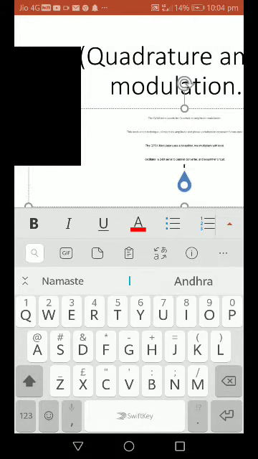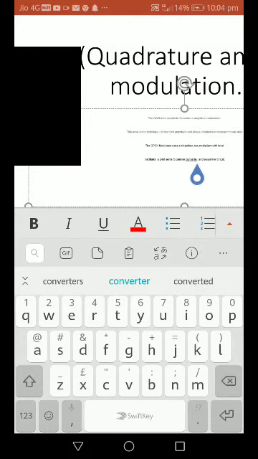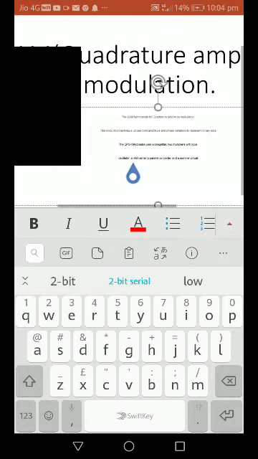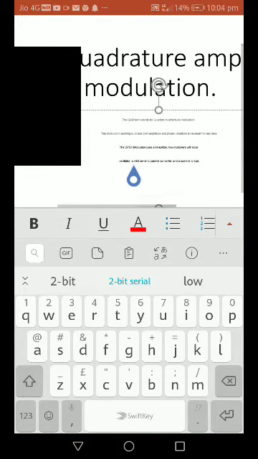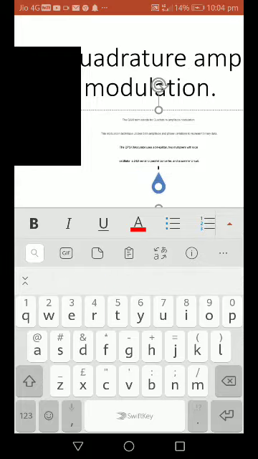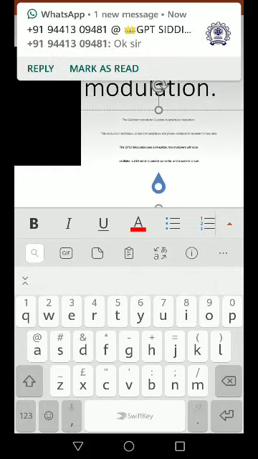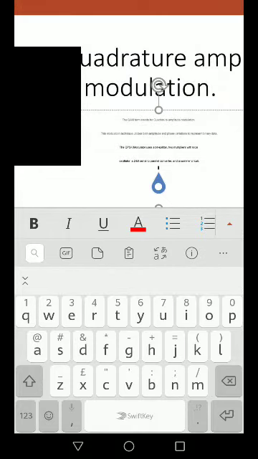QAM stands for quadrature amplitude modulation. This modulation technique utilizes both the amplitude and phase variation to represent binary data. The QPSK modulation uses bit splitters and two multipliers with the local oscillators. The 2 bits are sent to a parallel converter and summing circuit.